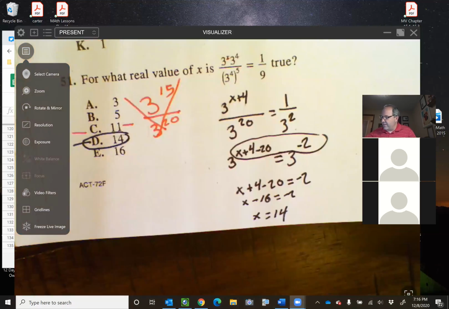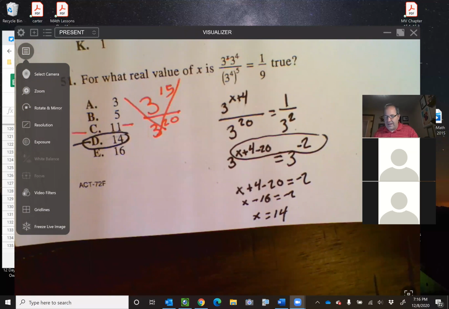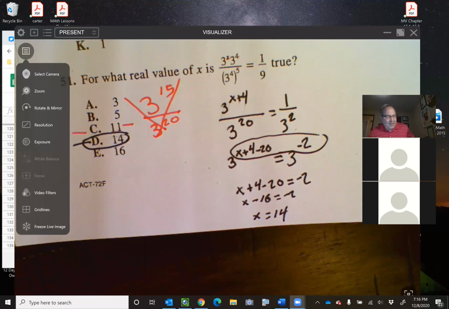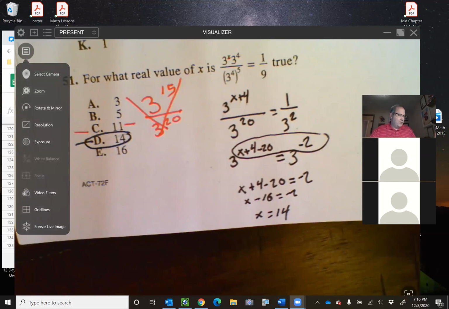So guessing and checking, while we really don't like it in a math class, this is the ACT and it's multiple choice. So keep that in your bag of tricks as you're going through stuff, okay? Because it will make your life a little bit easier.